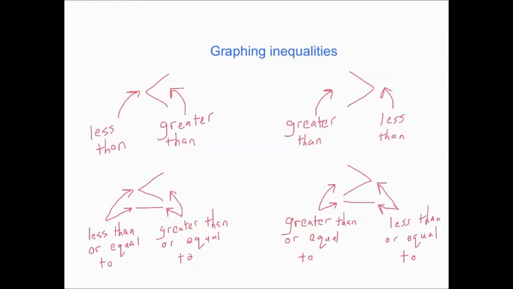Now, the same thing applies over here with these symbols, except since we also have this bar over here, we have the additional phrase, or equal to, which means that whatever is on the side with the mouth will be greater than or equal to the other side, and whatever's on the side with the point will be less than or equal to the other side. Let's look at some examples.